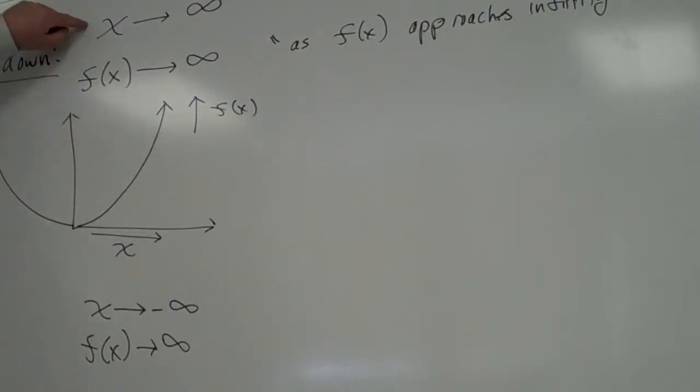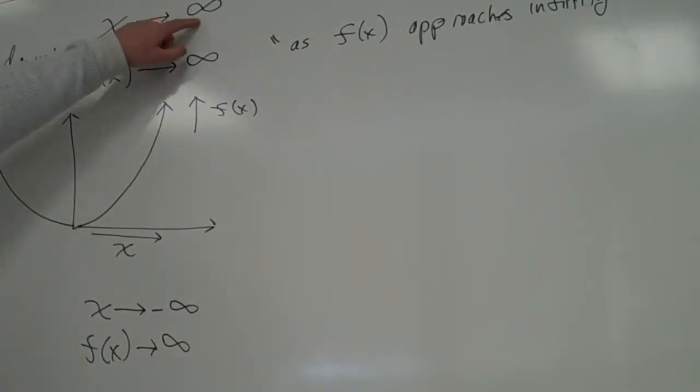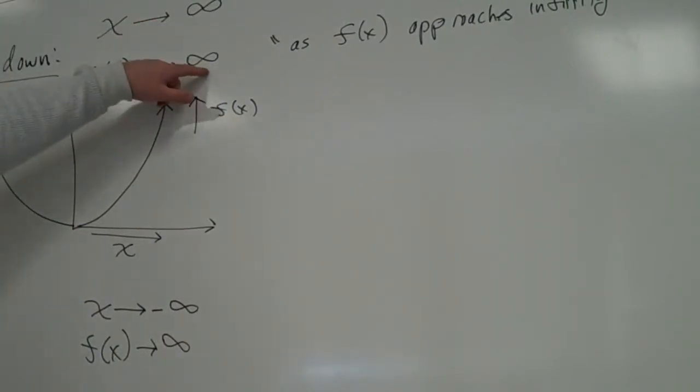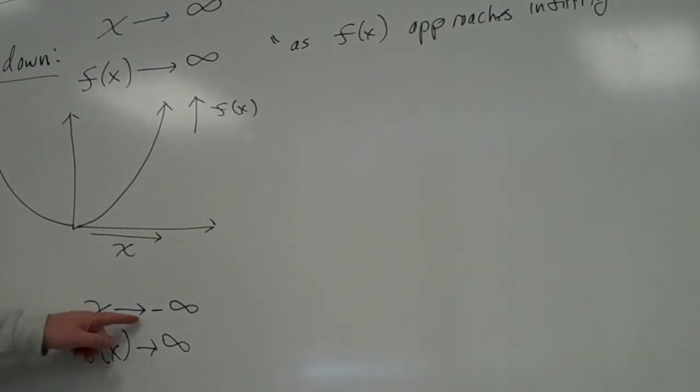You have to include all four of these lines. Okay? And this whole thing together means as x goes way, way, way to the right, y goes way, way way up. And this means as x goes as far to the left as you can imagine, y goes up as far as you can imagine.